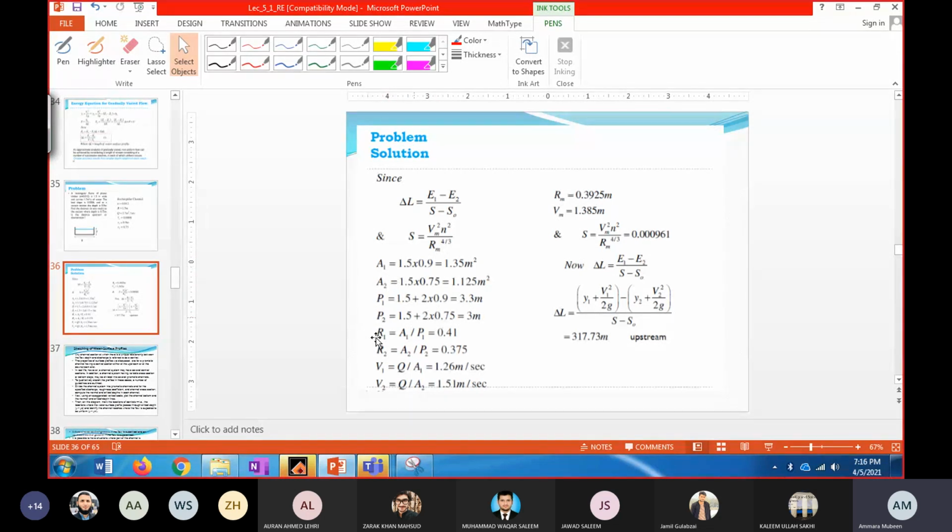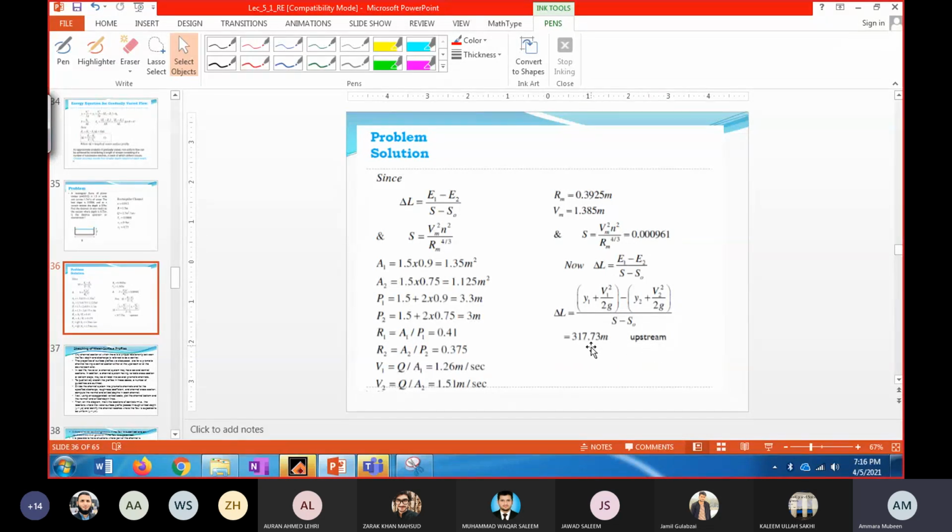So calculating the areas, then perimeters, then hydraulic radius, then velocities using the formula, and then calculating the mean of hydraulic radius and mean velocity, putting RM and VM in the slope formula, you'll get the slope of the energy line. Putting the values in it, you'll see that delta L is coming out to be 317.73 meters.